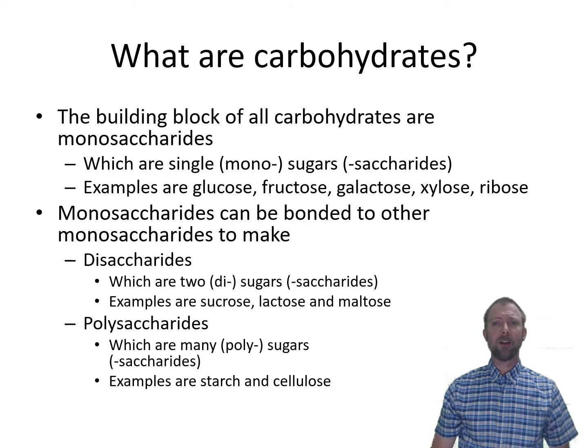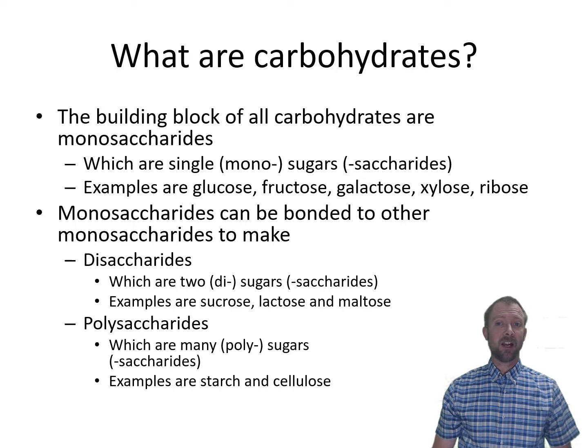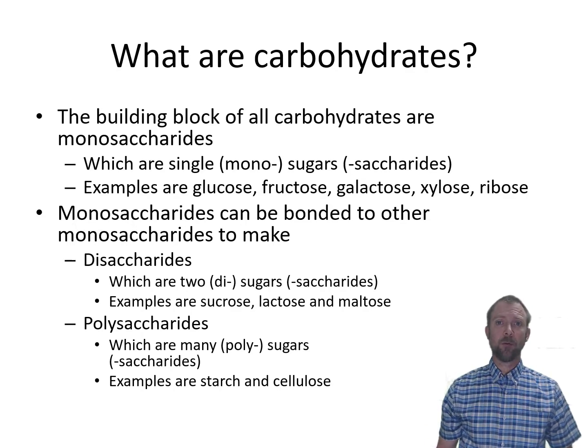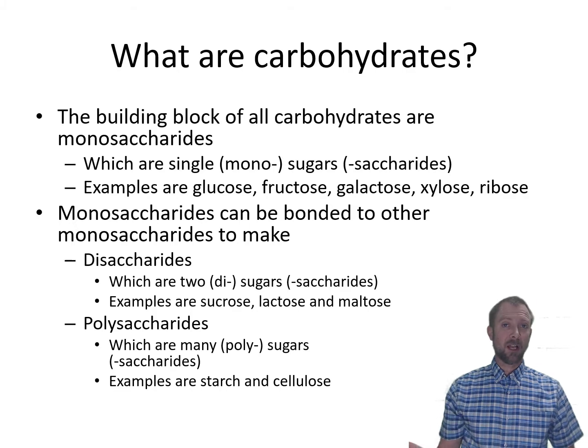Monosaccharides can be bonded to other monosaccharides in order to make disaccharides. Disaccharides, two sugars. Examples would be sucrose. So for example, the white sugar you put into your coffee or tea is a combination of a glucose and a fructose to make sucrose, or a glucose and a galactose together will make lactose, and that's a milk sugar.